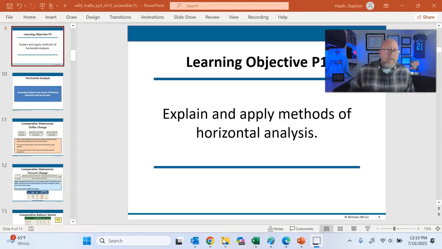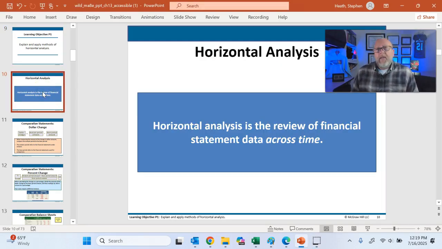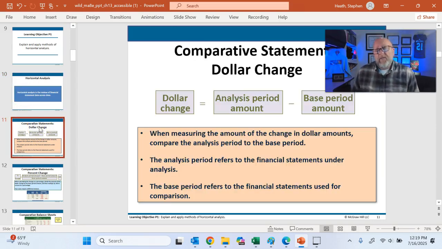All right. In this lecture, I am going to talk about horizontal analysis. Horizontal analysis is the review of financial data across time. So again, we're looking at how this year looks compared to last year, or how this year looks compared to 5 years ago. That's what we're talking about, horizontal analysis.